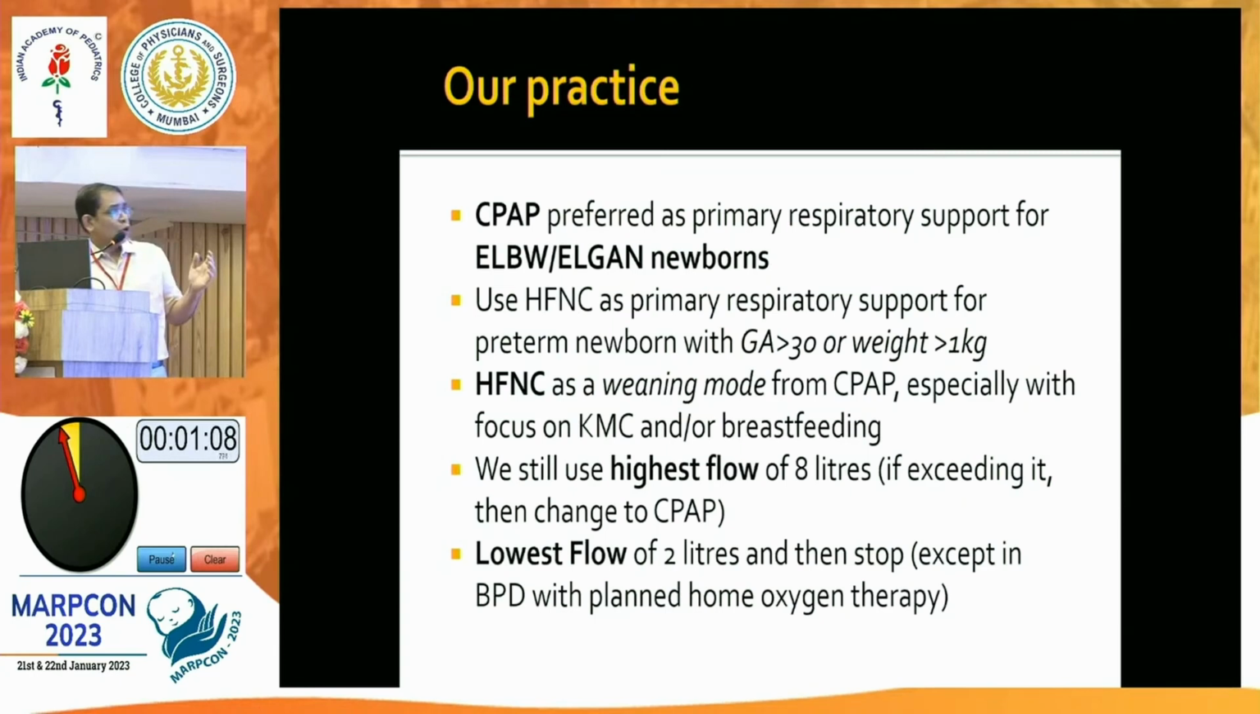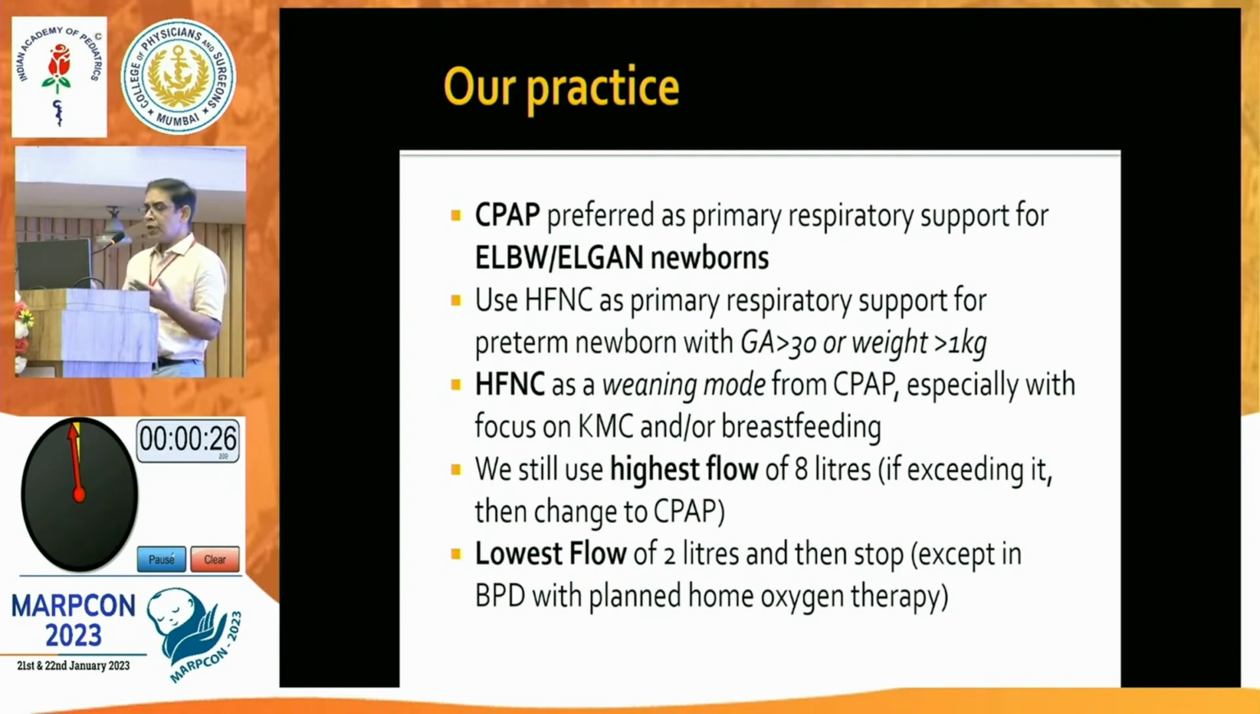Now, what do we do? Because CPAP and high flow have their own advantages and disadvantages, we preferably use CPAP for respiratory support, starting with extremely low birth weight as well as late preterm and early preterm. We use HFNC as a primary support without CPAP for bigger children. We also use high flow nasal cannula as a weaning from CPAP, especially when babies are relatively stable and we have to get the mother involved with breastfeeding or kangaroo mother care.